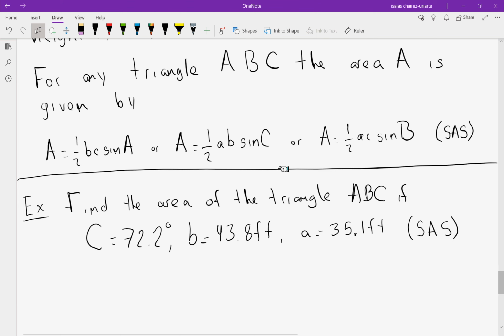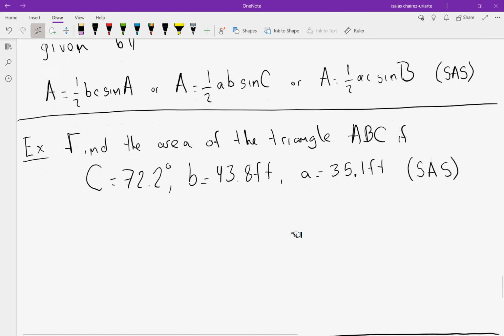Let me think about which one of these three formulas for area I need to use right now. Well, I think I'm gonna have to use this middle one, because that's what I was given. I was given side length A, I was given side length B, and I was given angle C. That's the information that I have right here. So let's find the area then.